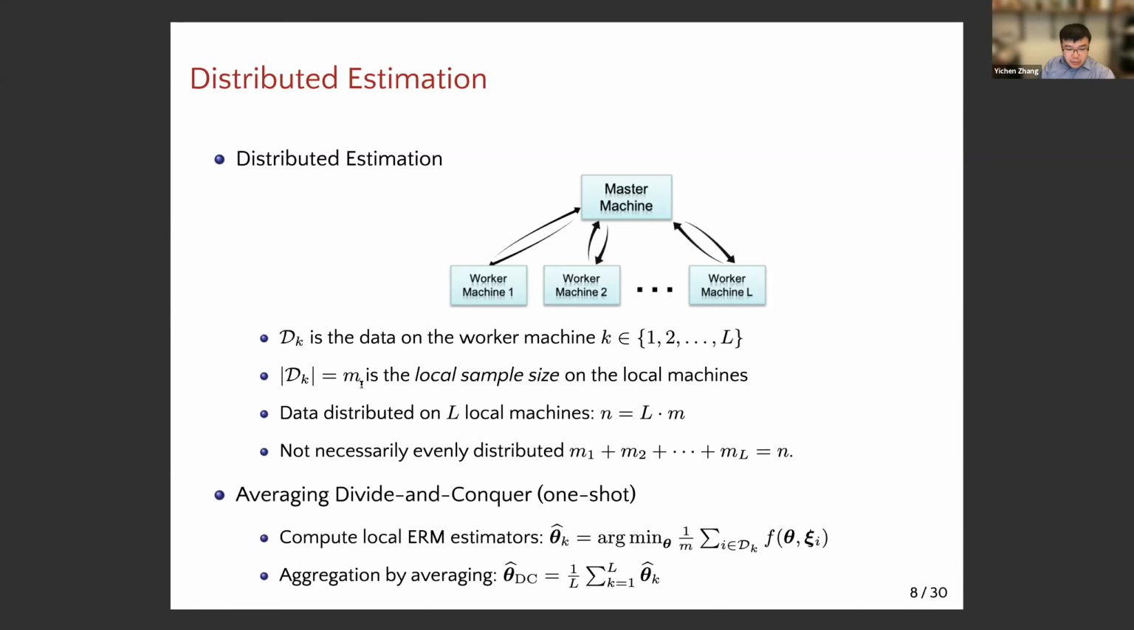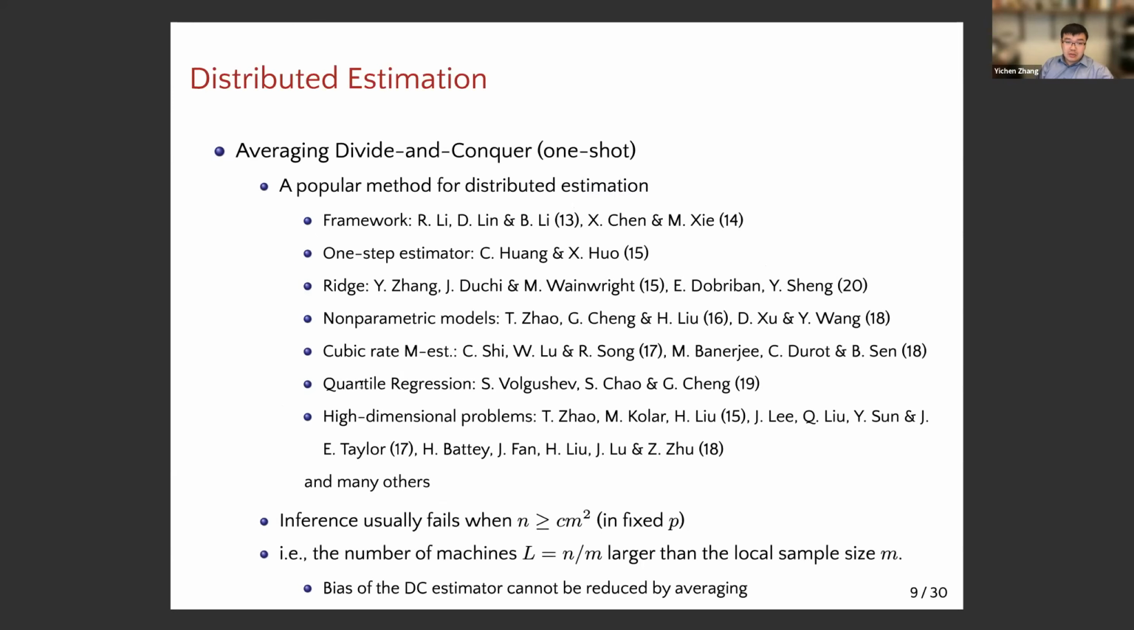Okay, so a very straightforward and popular method is what we call average divide and conquer. It's a one-shot method. Typically you calculate a local empirical risk minimizer, only using the local data on each worker machine, and then you aggregate those local empirical risk estimators by making an average. We write that as the DC estimator, short for divide and conquer. This is a very popular method for distributed estimation.